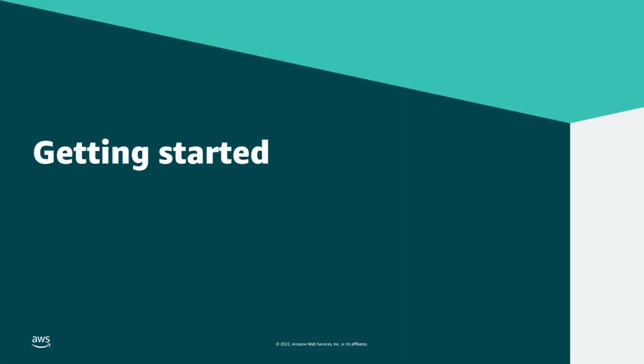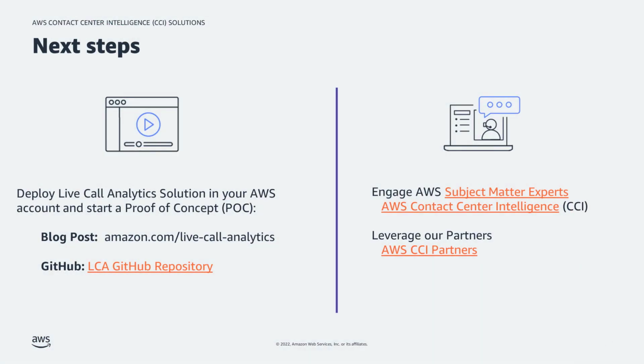So how do we get started? We have included a number of resources. Bob already showed you links to the live call analytics blog post where you can deploy the solution from. And of course, there's a contact us for subject matter experts to help you with, let's say, a proof of concept. Also leverage a number of our CCI partners. They're documented on our CCI webpage. A link to the webpage is also provided in the slide.